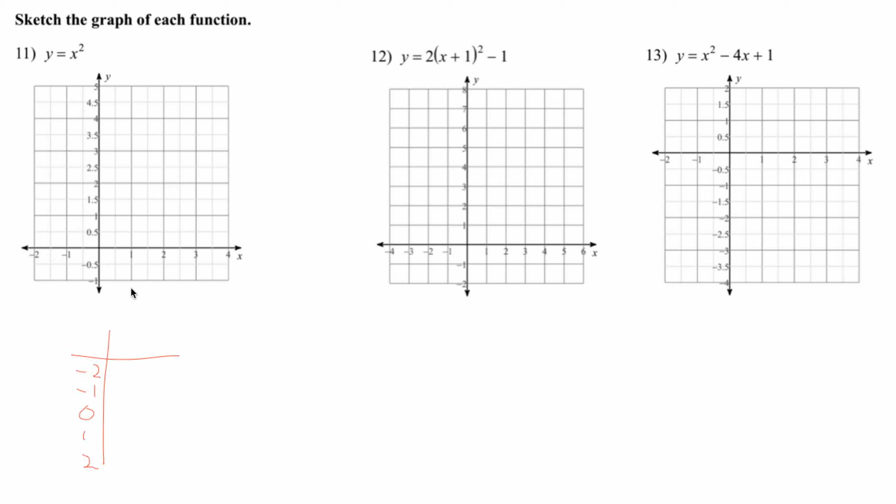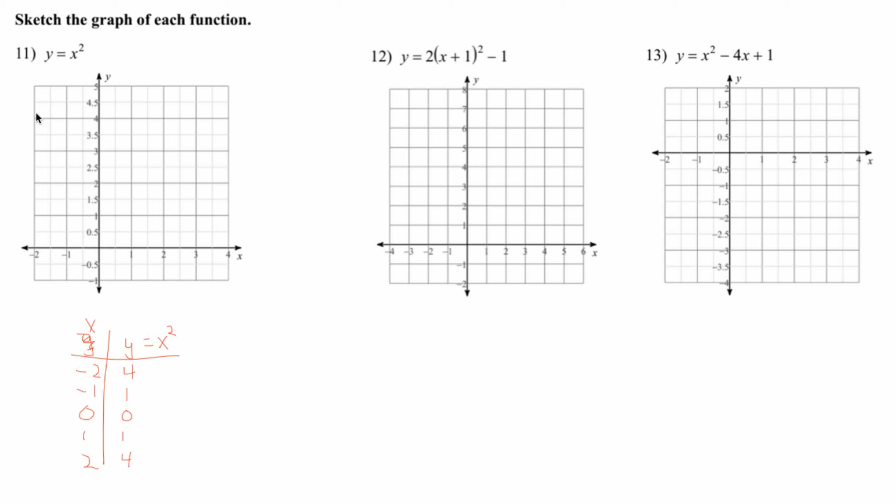We should know this is going to be a parabola. So this is our x, and then this is our y, which is x squared. So we're really just going to be squaring each of these. -2 squared is 4, -1 squared is 1, 0 squared is 0, 1 squared is 1, and 2 squared is 4. We're going to graph each of these points.